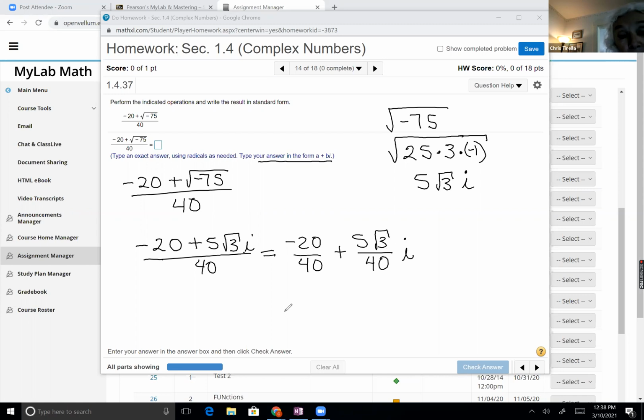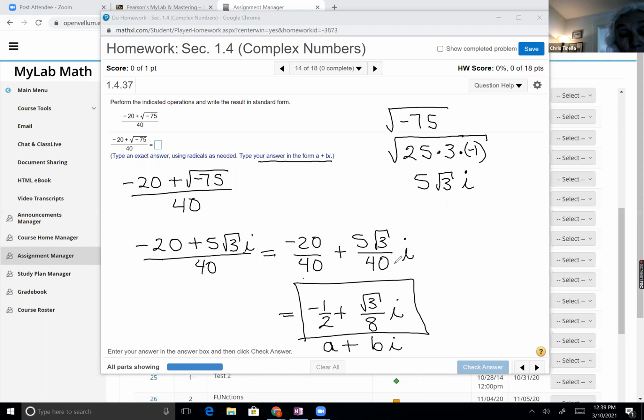But that can still be simplified. 20 over 40 reduces to a half, and 5 over 40 reduces to an eighth. So that gives me radical 3 over 8 times i. This is what you want to type in as your final answer, in a plus bi form. We've got it separated into two fractions, not one. The first one is the real part, the second one is the imaginary part. And we want to take the i out of the numerator and pull it over, so that the fraction is the coefficient on i. Better?